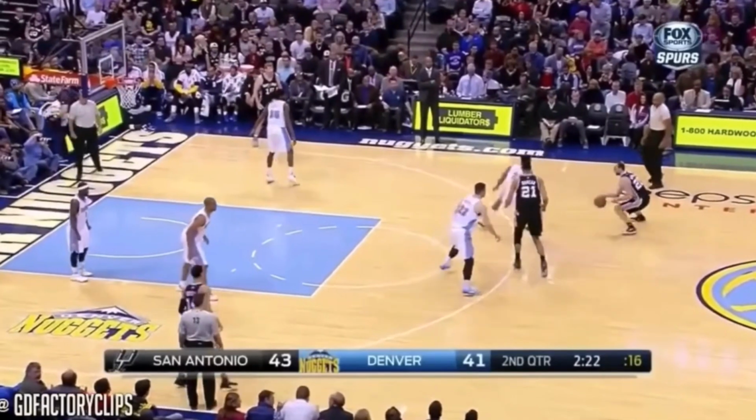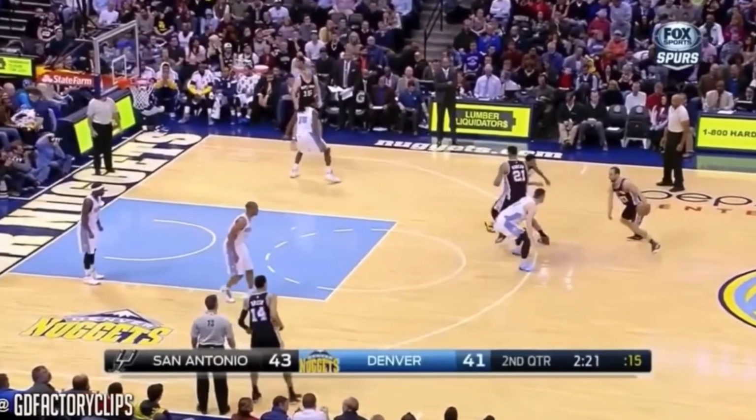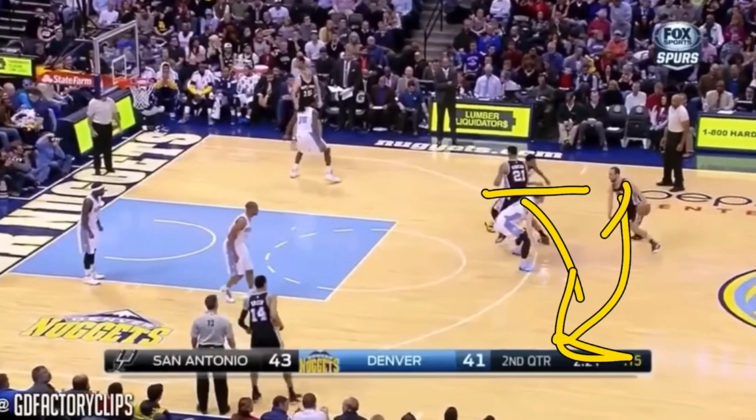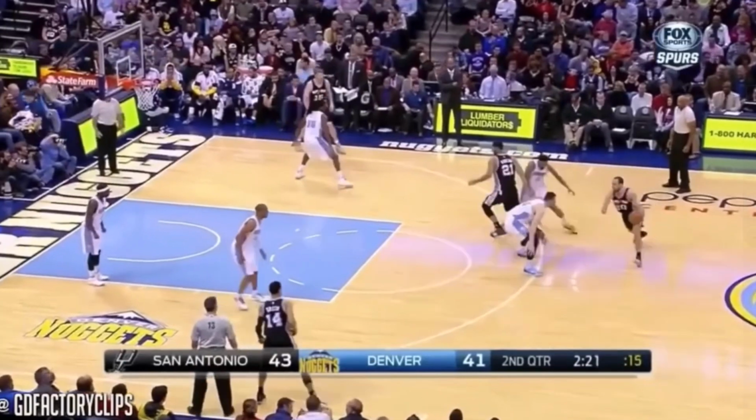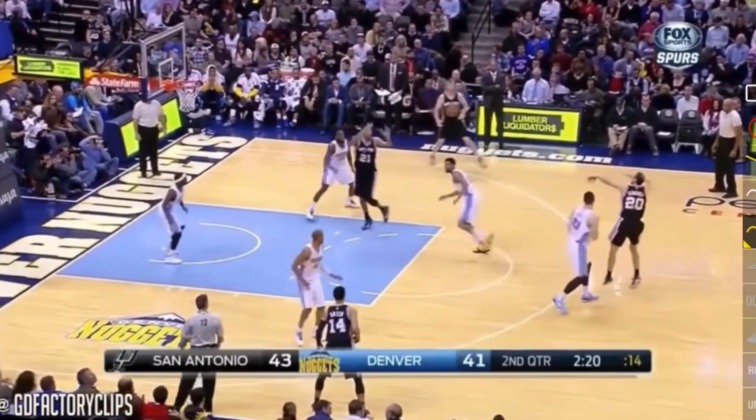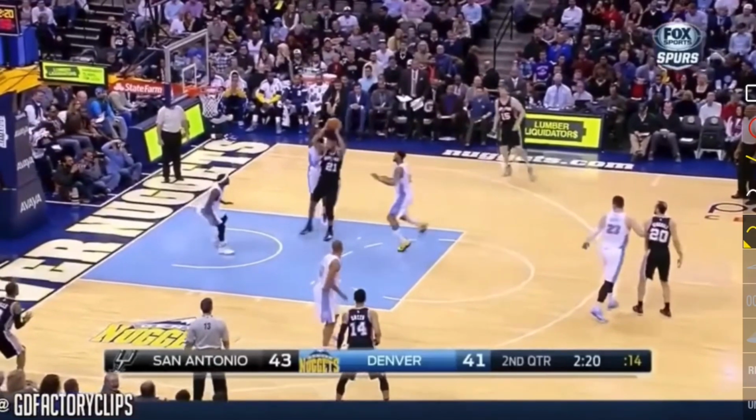Now this is the same play against Denver. Now we have Tim Duncan setting that screen again for Ginobili. Ginobili is using that screen. Now instead of passing it over to Danny Green, he passes that ball into the paint to Tim Duncan, who's rolling towards the basket.